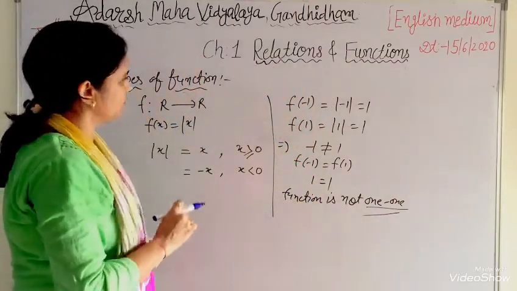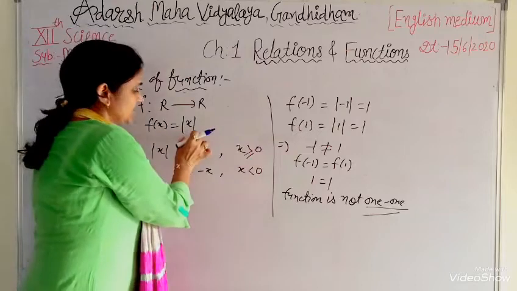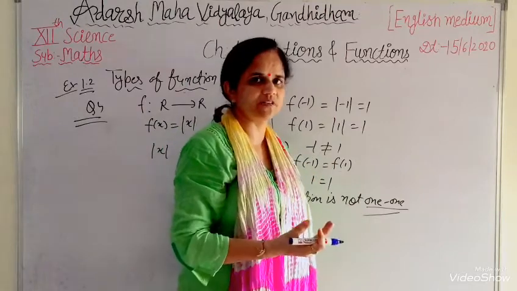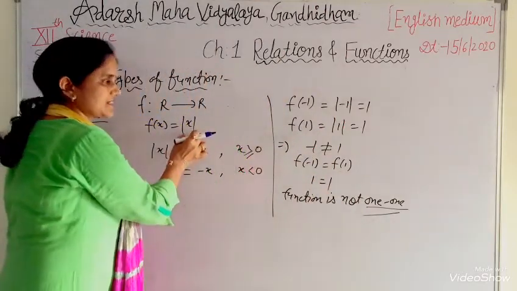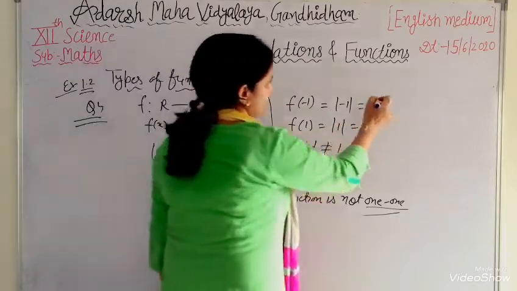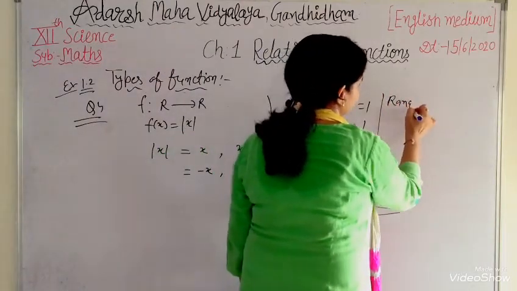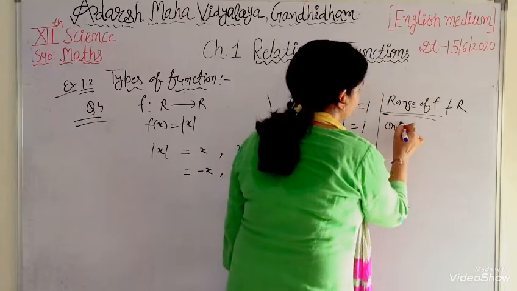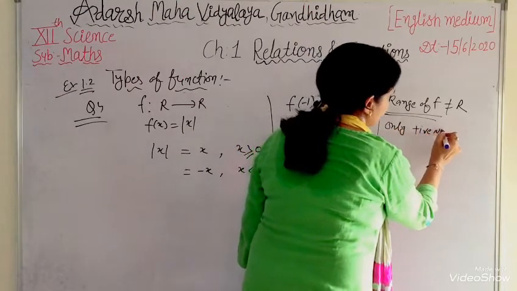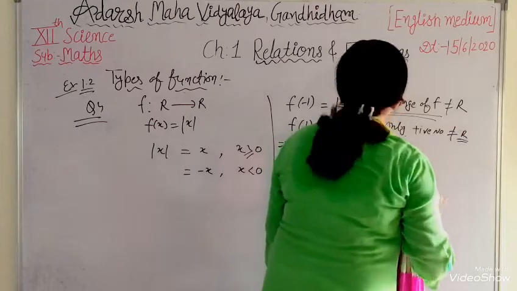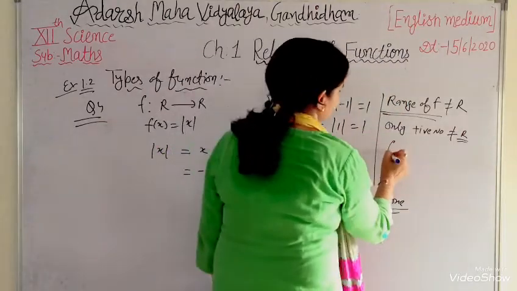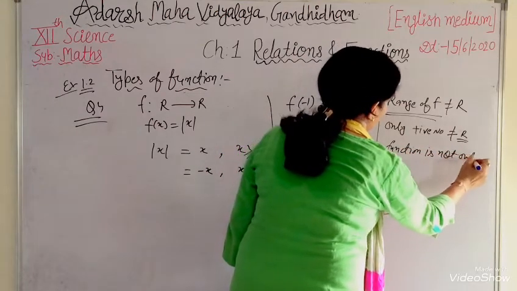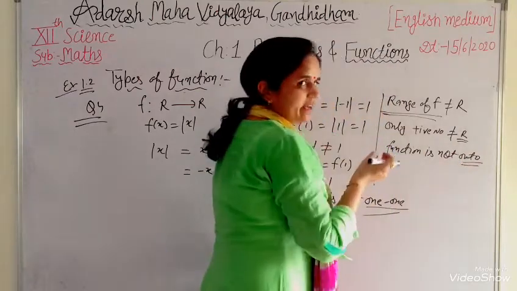Okay, student, and for onto. You see that the image of all negative and positive elements will always be positive, since f(x) is equal to modulus x. So here also, student, the range of f is not equal to R. Range is only positive numbers, which is not equal to R. So function is not onto. You can write one example, student.